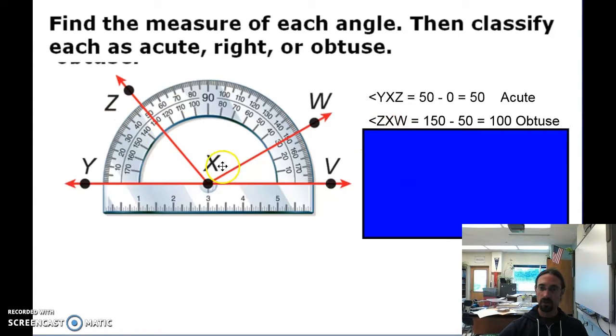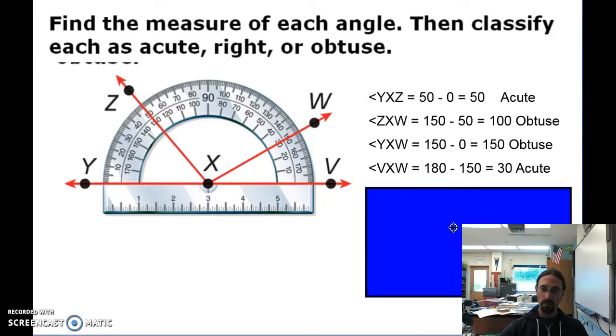ZXW: of course, I've got 150 here at W. Z's at 50, so 150 minus 50 is 100. That's obtuse. There are more angles here. I didn't include all the angles, but if you tried any of these, so that was either WXY or YXW, you should get 150 degrees and obtuse.